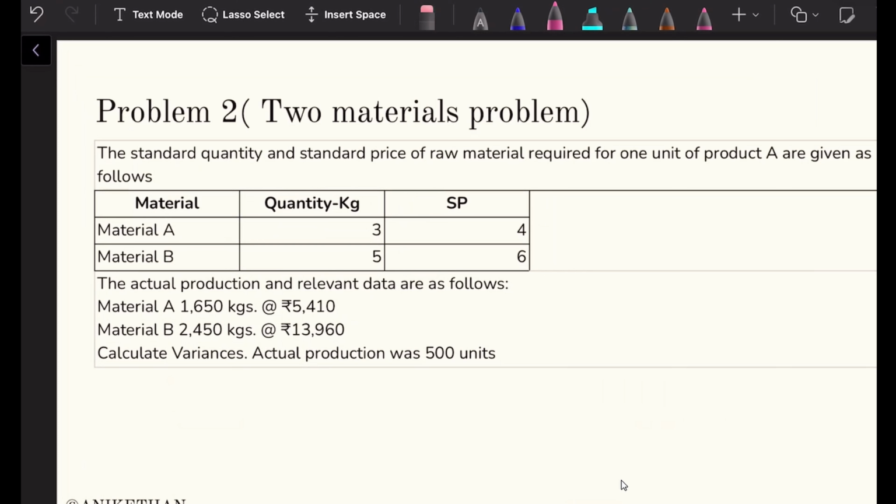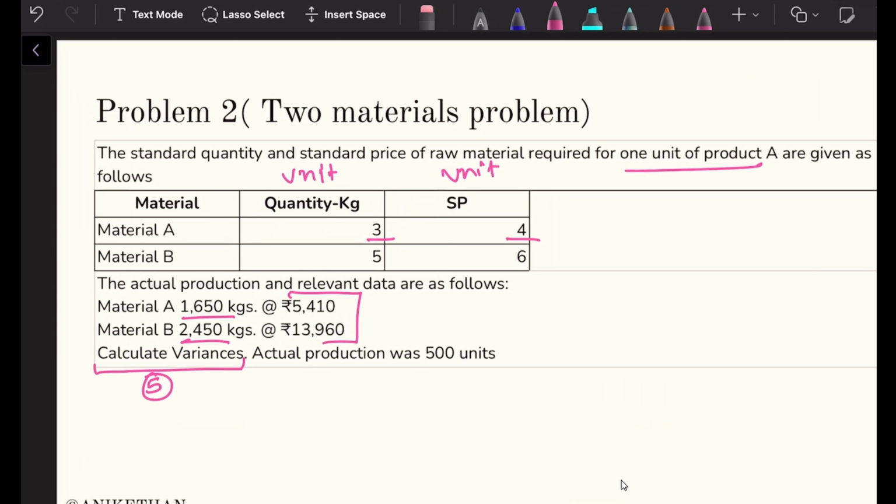The standard quantity and standard price of raw material required for 1 unit of product A is given. So this is unit quantity and unit price, this is in kg, this is in rupees. The actual production and relevant data are as follows. At the end of the production, they measured the actual. Material A 1650 was consumed, material B 2450 was consumed, and this was the actual total price. Calculate variances. When they ask calculate variances, you have to calculate 5 variances.